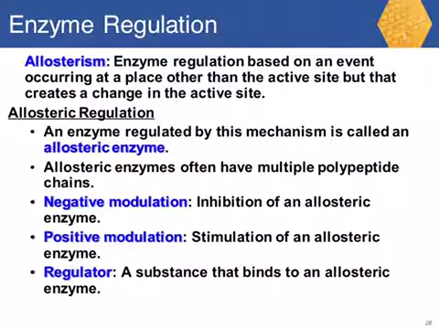An enzyme regulated by this mechanism is called an allosteric enzyme. So allosteric enzymes often have multiple polypeptide chains. There's 3 different types. You have negative modulation, so that's the inhibition of an allosteric enzyme. You have positive modulation, which is the stimulation of an allosteric enzyme. And then you have a regulator, a substance that binds to an allosteric enzyme. So those are the things that are needed to be involved in allosteric regulation.